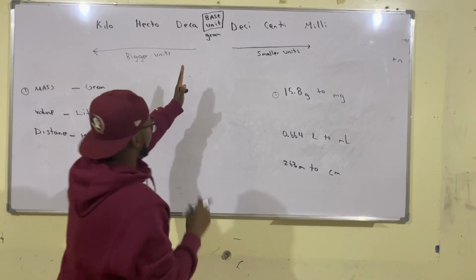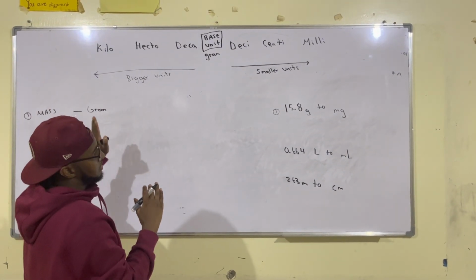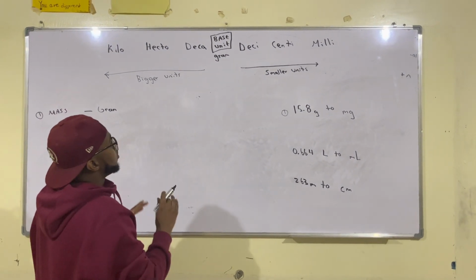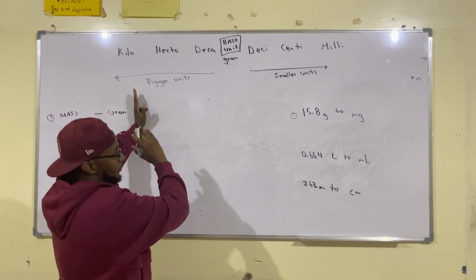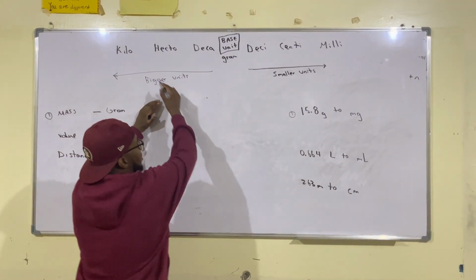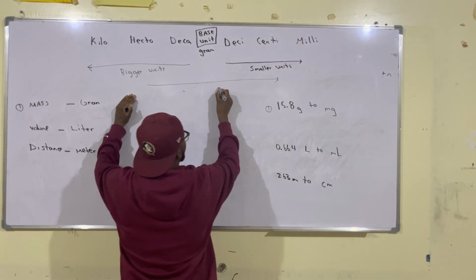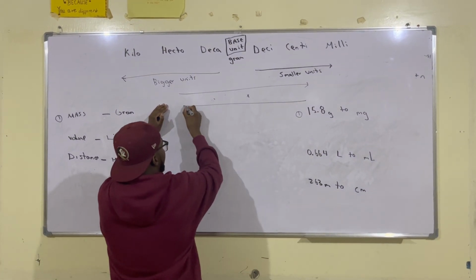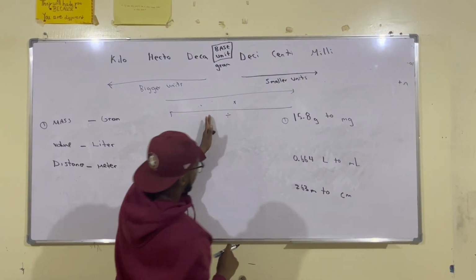Okay? So on the left of the base unit, we have bigger units. To the right of it, we have smaller units. Okay? And when we convert from left to right, we are multiplying. When we go this way, right? We multiply. And when we go this way, from right to left, we divide. Okay? And I'll show you.